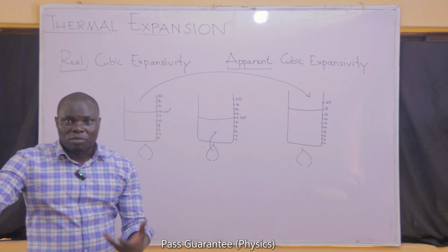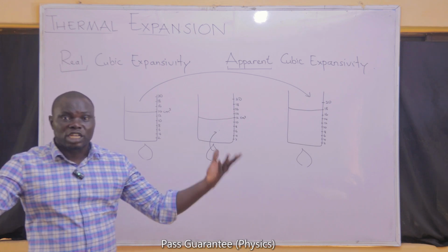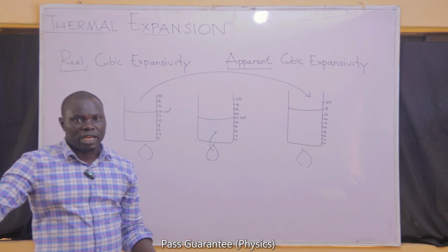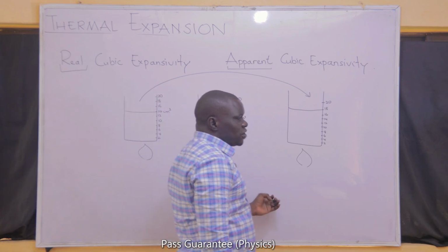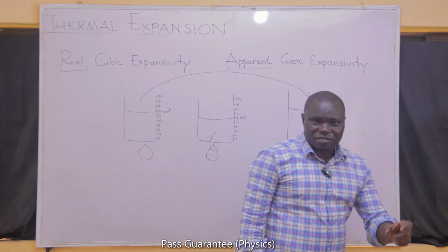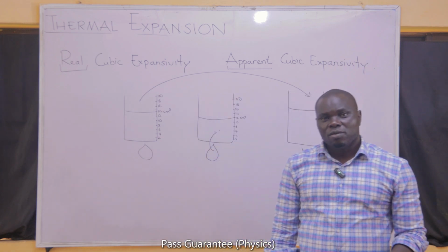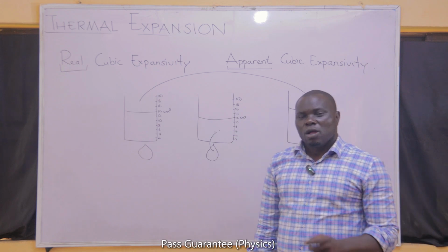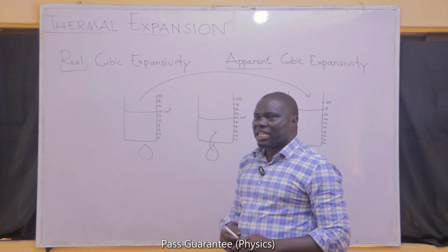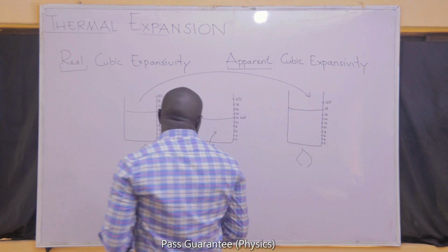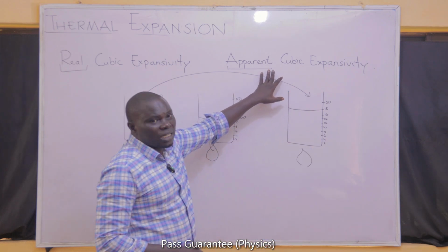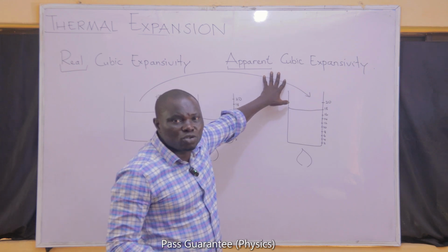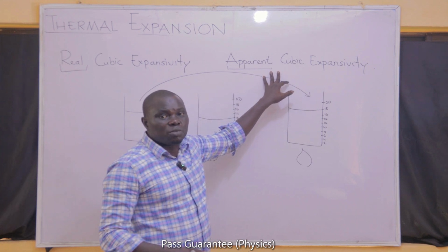That looks very much like the cubic expansivity that we explained for solid earlier. Now, the apparent cubic expansivity of the liquid is the increase in volume per unit volume per degree rise in temperature when the liquid is heated in an expansible container. It tells us what we will see if the liquid is placed in a container.